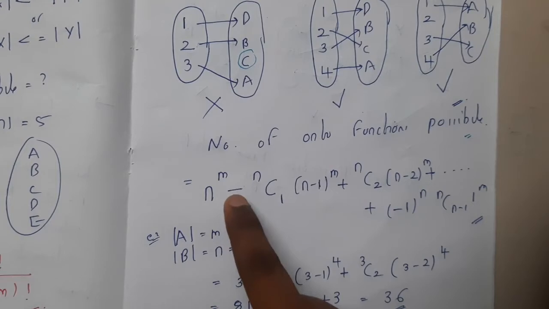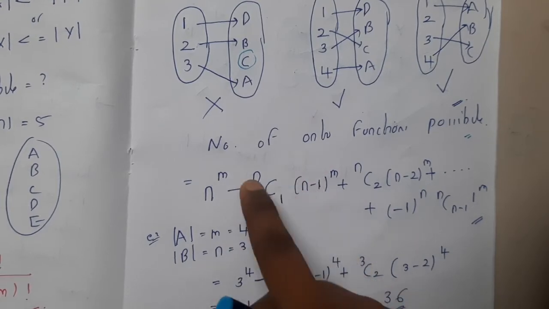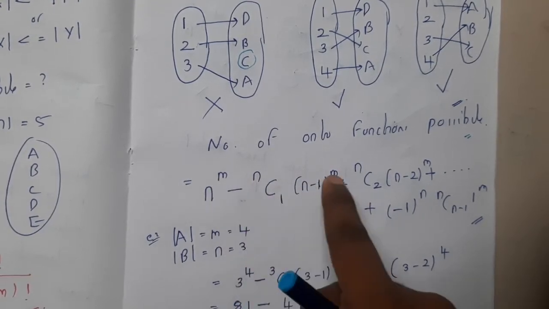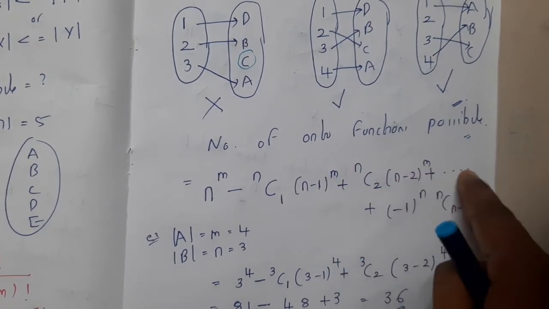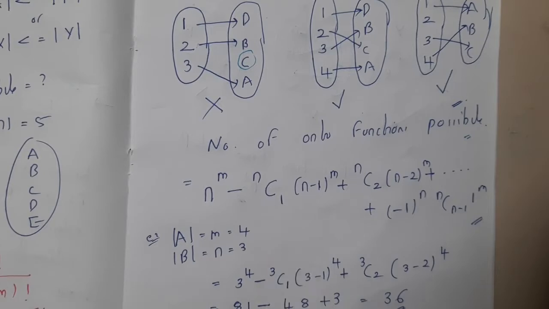n^m minus nC1 into (n minus 1)^m plus nC2 into (n minus 2)^m, plus and so on. And remember one more thing, it is alternating, positive and negative, guys.